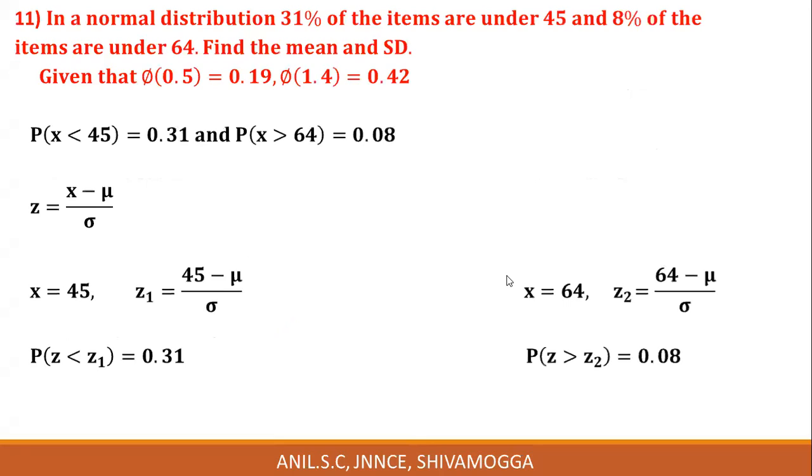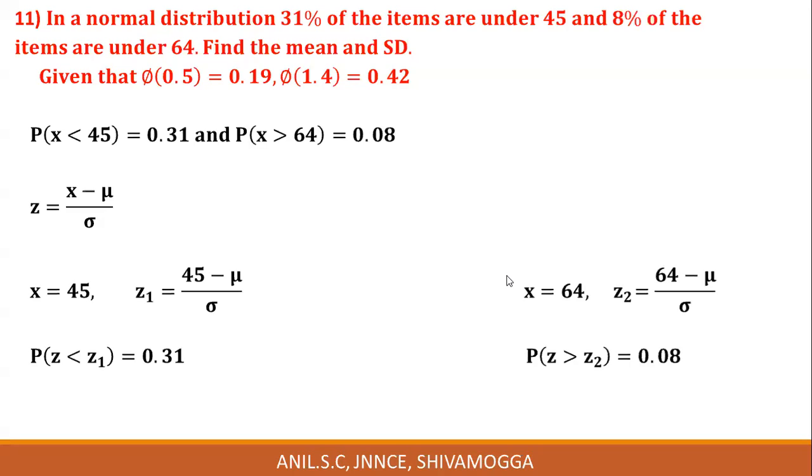One more similar problem is there. This is also a question paper problem. It is a similar problem, but both are very, very important. In a normal distribution, 31% of the items are under 45 and 8% of the items are under 64. Find mean and standard deviation.